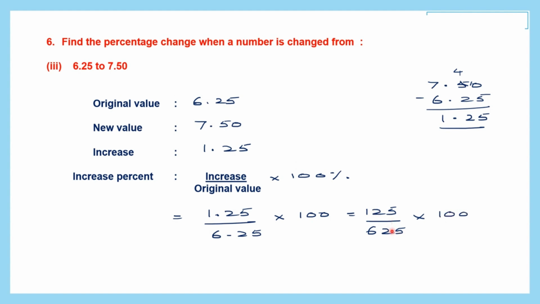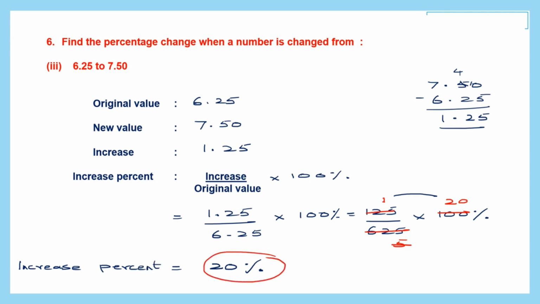Here we can cancel these two. 125 into 5 will give us 625. So this is 1 and this is 5. I can cancel 5 and 100. 5 into 20 is 100. So here into 100%, we have 100% here, isn't it? Here also it's 100%. So what do we have? 1 into 20, which is 20. So we have 20%. Again, this is an increase percent. So let's write our final answer as increase percent is 20%, and this is our answer.